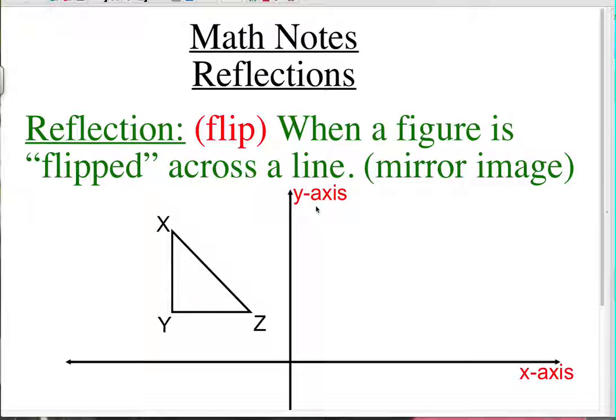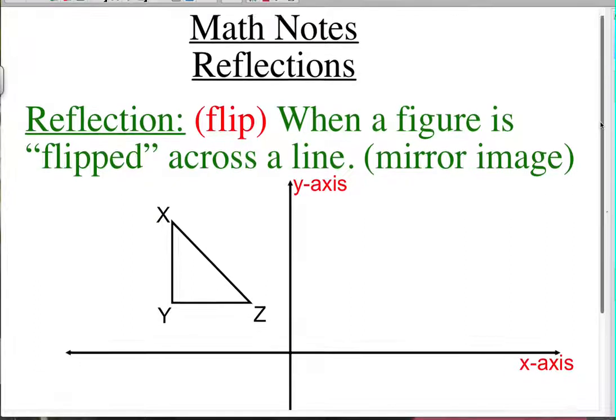So translations, which are slides, which we've been doing for a few days prior to this, the shape doesn't ever change position really. It doesn't flip, it doesn't turn, it doesn't rotate in any way. Well, you're going to see today that the shapes actually do look a little bit different when you make the reflection. You will still end up with congruent shapes, same size, same figure, but it will be facing a different direction.